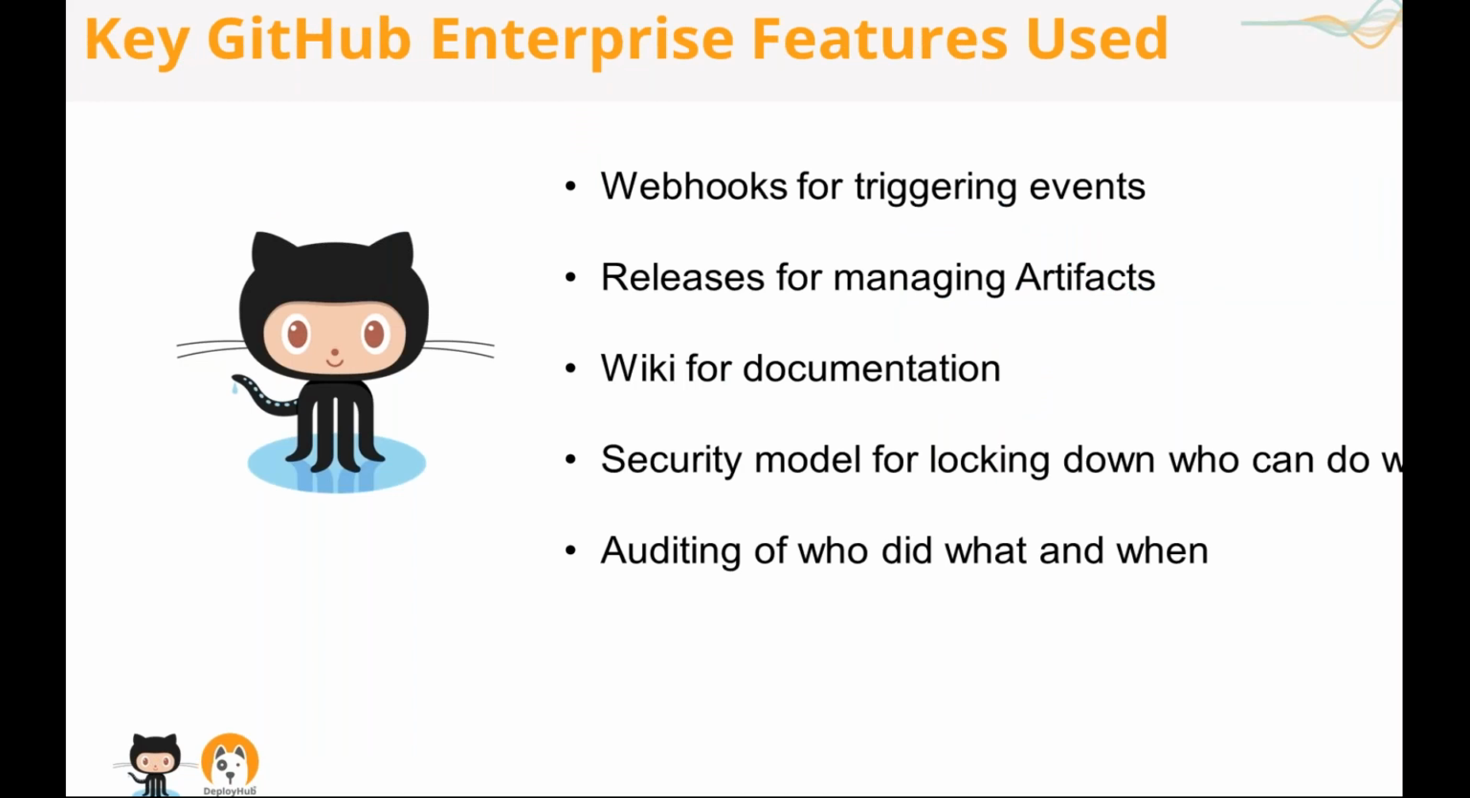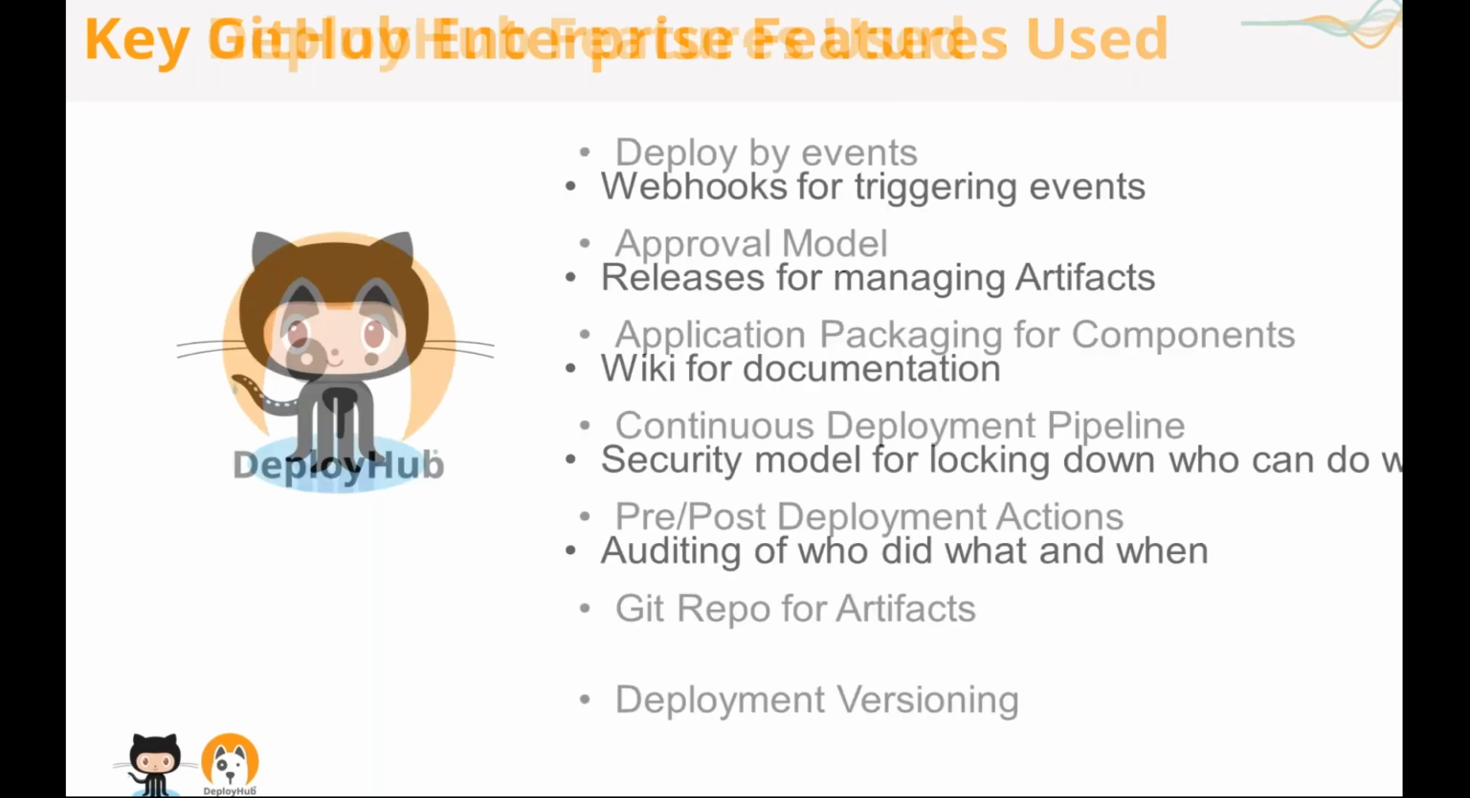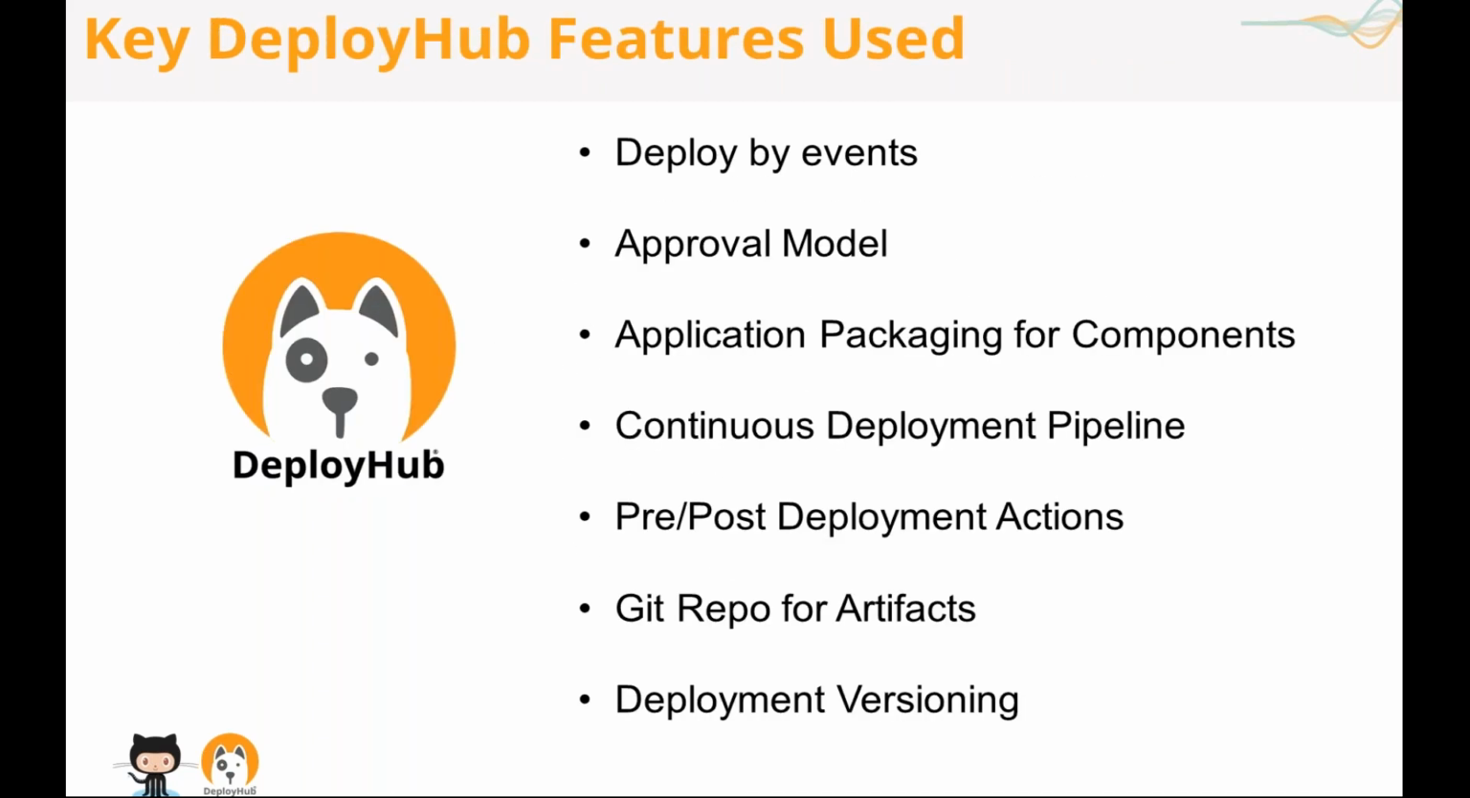So just a couple of points. We used webhooks for triggering events. We used what we call releases for managing artifacts. We use the GitHub Wiki for documentation. We use the GitHub Enterprise security model for locking down who can do what, and for auditing of who did what and when. On the DeployHub side, we deployed by those events.